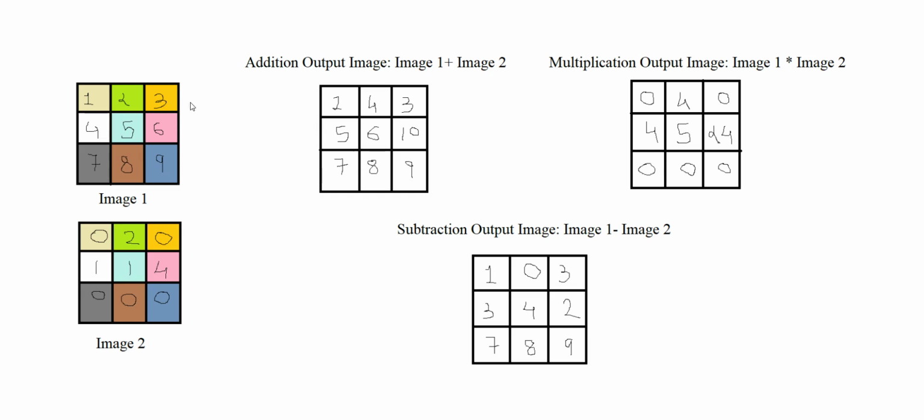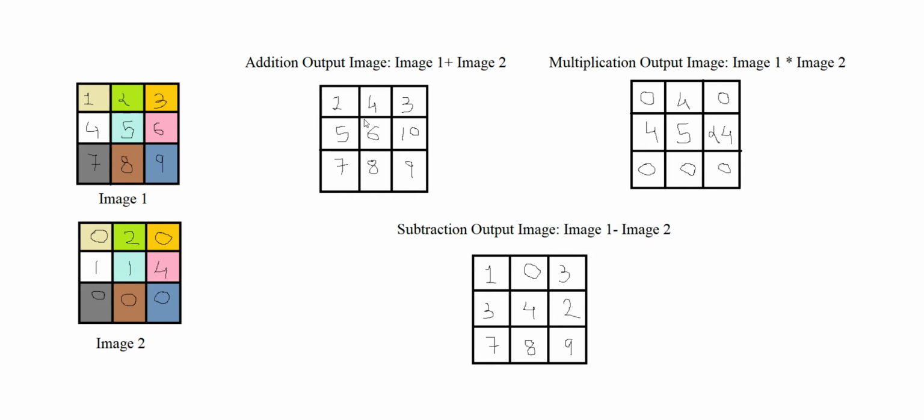First of all, I took these two images. This is image 1 and this is image 2. We took the two images to do addition, subtraction and multiplication. These two images are 3 by 3, so approximately 9 pixels. First of all, let's look at our addition process. This is the output of the addition, the output image.